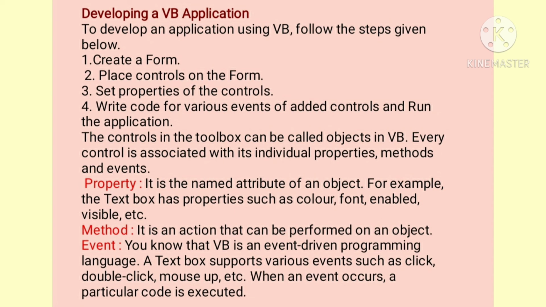Property. It is the named attribute of an object. Example, the text box has its own properties such as color, font, visible, etc. Method. It is an action that can be performed on an object. Events. You know that Visual Basic is an event-driven programming language. For example, a text box supports various events such as click, double-click, mouse up, etc. When an event occurs, a particular code is executed.